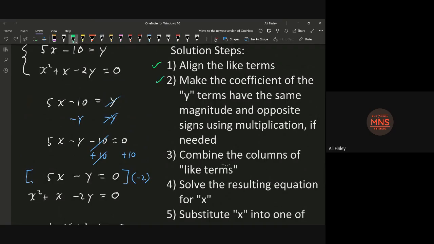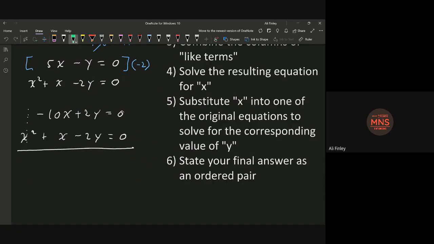The next step that we want to do is to combine the columns of like terms. When we combine the columns of like terms, we don't have an x squared term in the first equation, so that would be 0 plus x squared, which gives us just x squared. And then we'll have -10x plus 1x, which would be -9x. And then look at that, we get to eliminate our y terms because their coefficients have the same magnitude but opposite signs. So that will be 0, that'll be nothing.